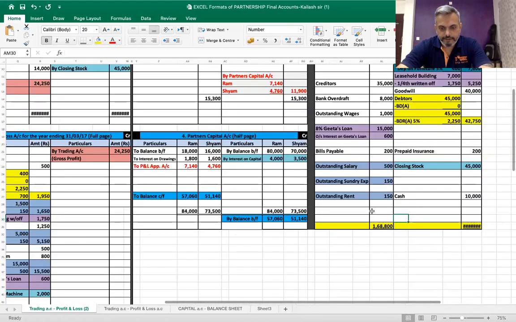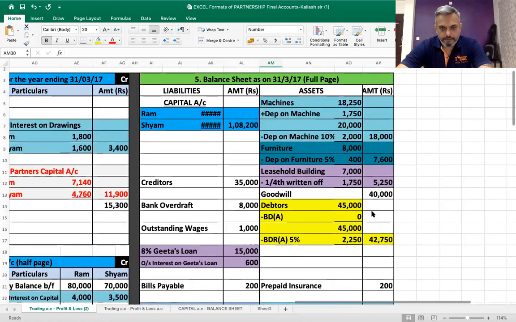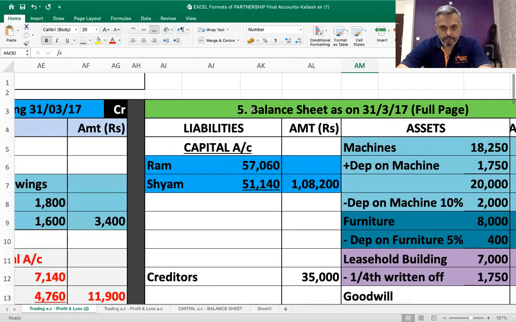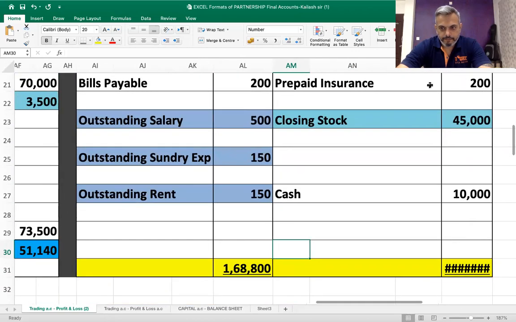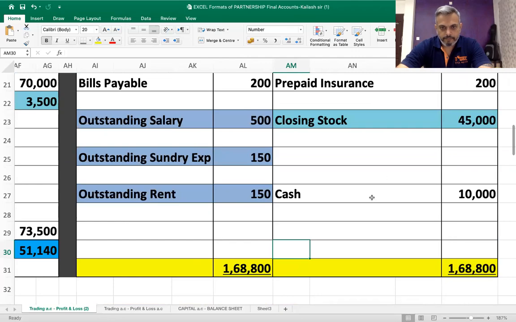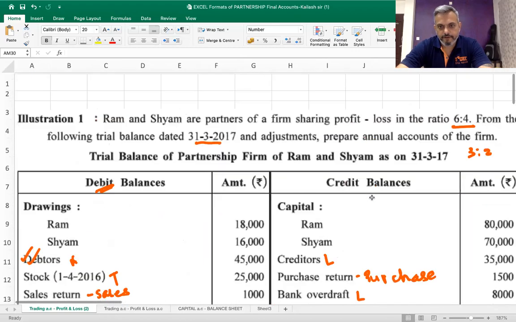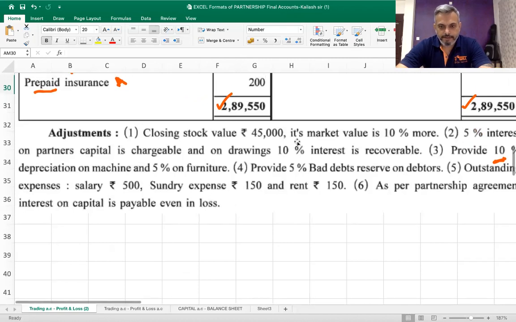If I try to get everything in the same frame, it becomes very small. So check it out. Okay, go through the question, go through the adjustments, see if you have any doubts. Here, even if there is loss, we have to pay interest on capital. It's already given, that's why we have provided. So that's it for this sum now.